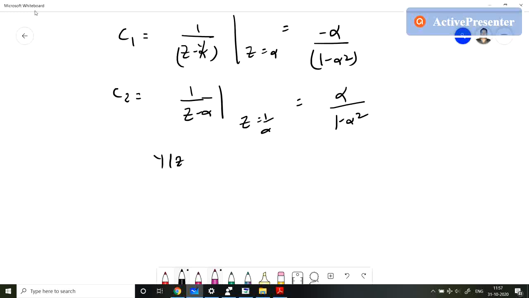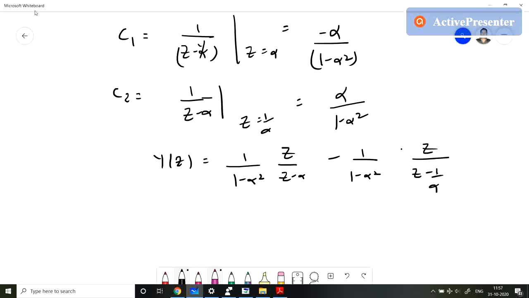So Y(z) is equal to, if we put the value of C1 and C2, 1 divided by (1 minus alpha square) times Z divided by (Z minus alpha), minus 1 divided by (1 minus alpha square) times Z divided by (Z minus 1 by alpha). And of course the ROC is alpha is less than modulus Z is less than 1 by alpha.